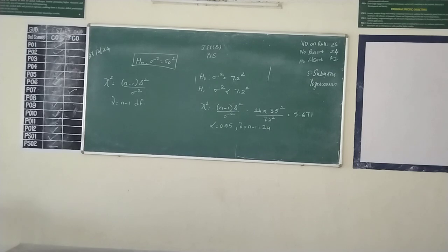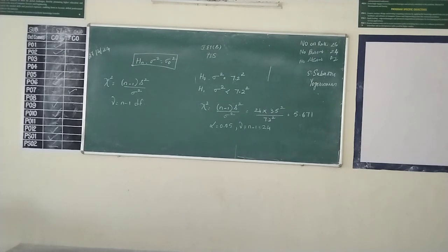N minus 1 into s square divided by sigma square. Find what is chi-square. What is chi-square? Calculate now. 16.38. Everybody getting the same answer?